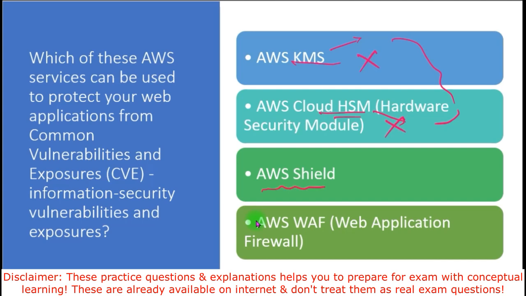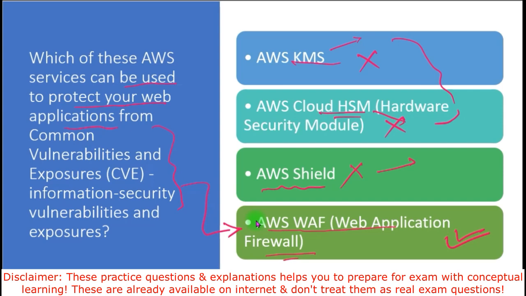And we already know that AWS Shield is used to protect from DDoS attacks. So this is also not correct, because this is used to protect our environment, not the web application. And in the question, if you see, it can be used to protect our web application from CVEs, information security vulnerabilities. That means we are talking about protecting our web application. So directly we can go for AWS WAF, that is Web Application Firewall. So this is the correct choice for this question.